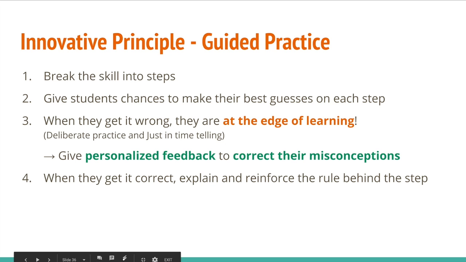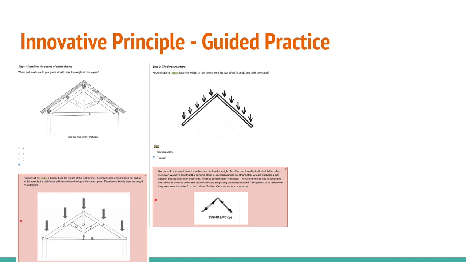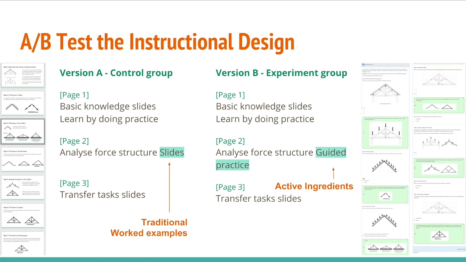So here comes our innovative principle, which I don't have a name for, but the basic step is to break the skills into steps and give students chances to make their best guesses on each step before they receive the instruction. So when they get it wrong, they are at the edge of learning. This is more like deliberate practice or just-in-time telling, and at that time we give personalized feedback to correct their misconceptions. And if they get it correct, we just explain and reinforce the rule behind the step, which will look like this.